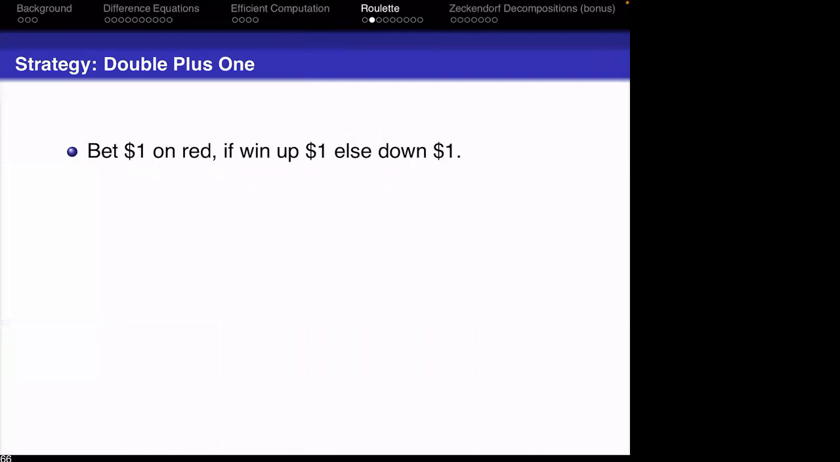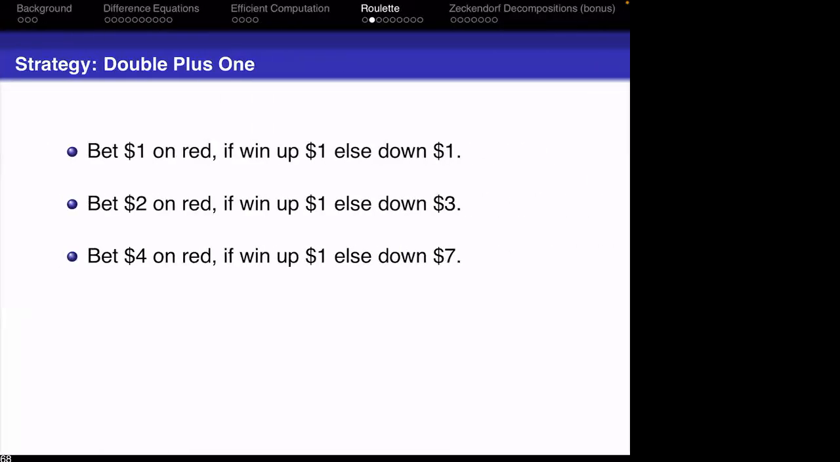If it comes up, you win $1, great. If not, you're down $1. So if you're down $1, what do you do? Now you bet $2 on red. If it comes up red, you've won $2, you had lost 1, so you're net $1. If not, you're down 3. So now you bet $4. If it comes up red, you win 4, you've lost 3, you net $1. If not, you're down 7.